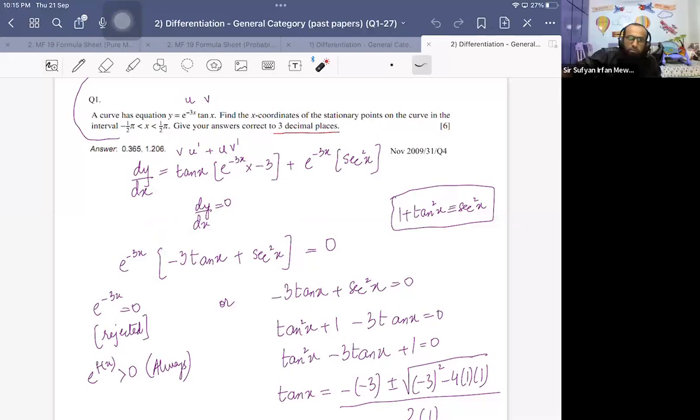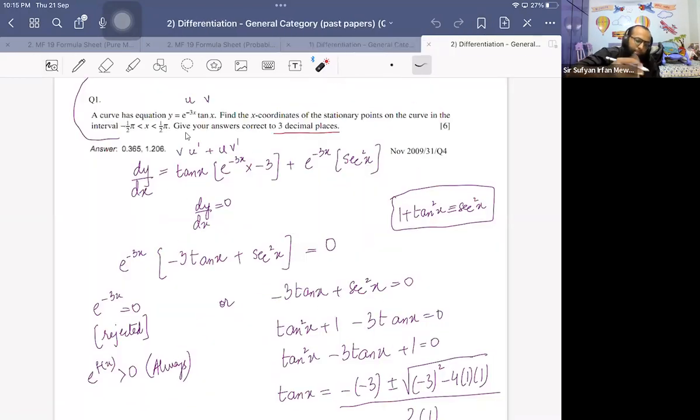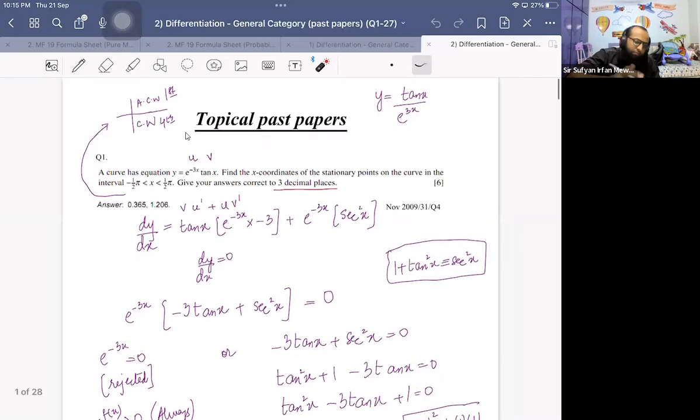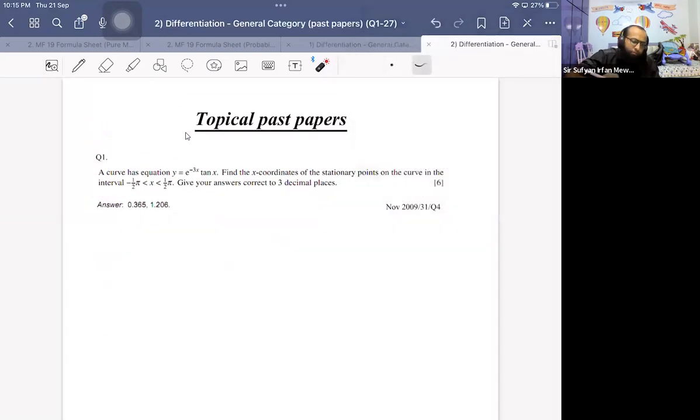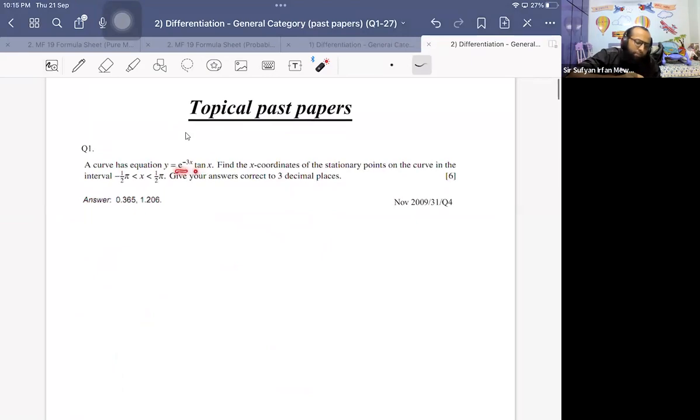Right. So we are clear. So we can solve the first few possible questions as well, right? That we are able to apply. Just look at it for some time. A curve has equation y equals e power minus 3x times tan x. Find the x coordinates of the stationary points on the curve in the interval minus pi by 2 to pi by 2. Now this interval is very essential.